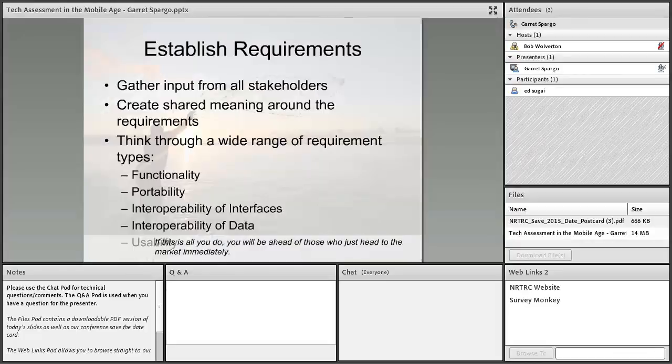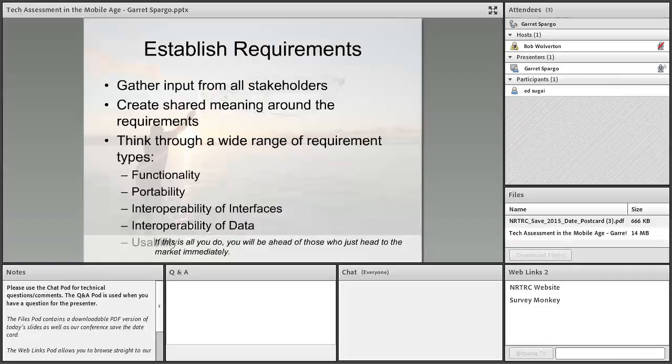The first thing out the gate that I recommend is establish requirements. Get input from all the stakeholders, and then create shared meaning around those requirements. Now, the second step, I think, is really critical, because people typically are going to get all the requirements out. You'll have a technical person saying it has to do X. A clinician might say, oh yeah, he's right, it has to do X. And they're both nodding in agreement, saying, we're on the same page, this is wonderful.